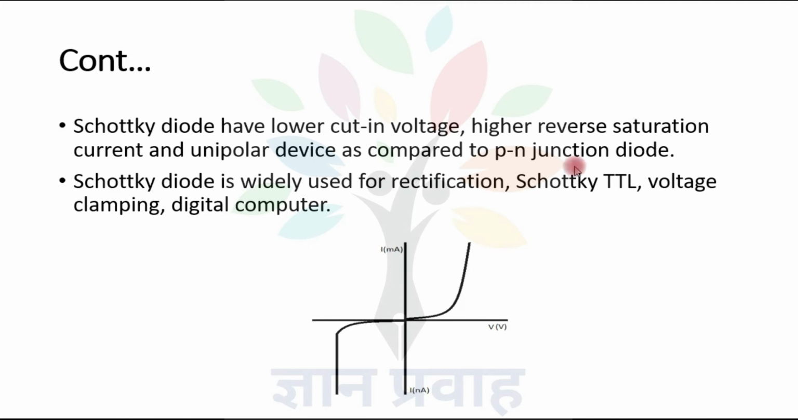The IV characteristic for the Schottky diode is given here. It is just similar to a normal PN junction diode. But the difference is that here the knee voltage is less as compared to a normal PN junction diode. And here the magnitude of breakdown voltage is also less as compared to a normal PN junction diode.